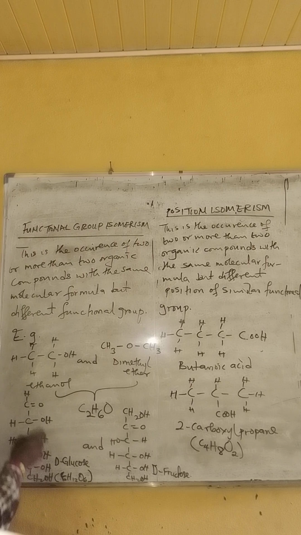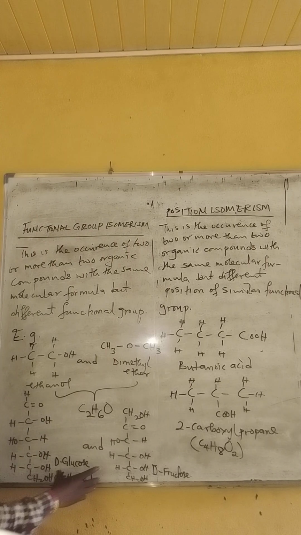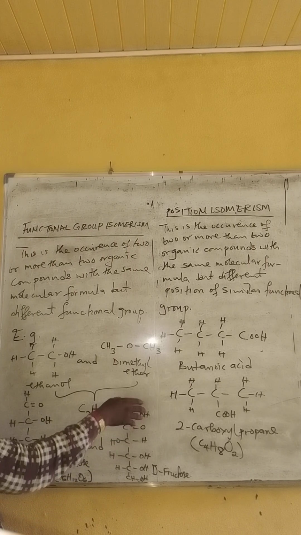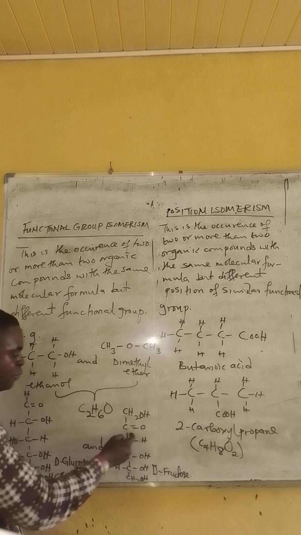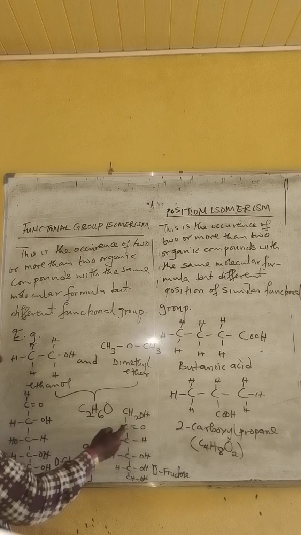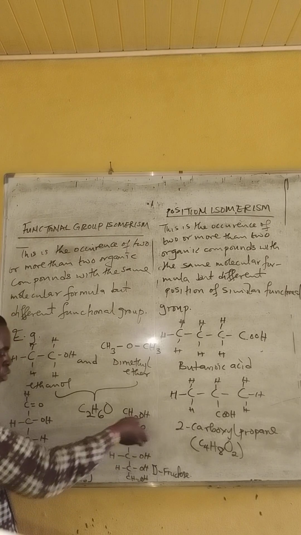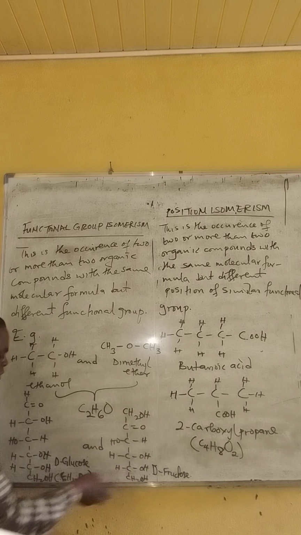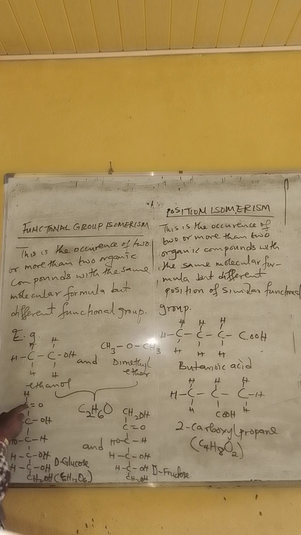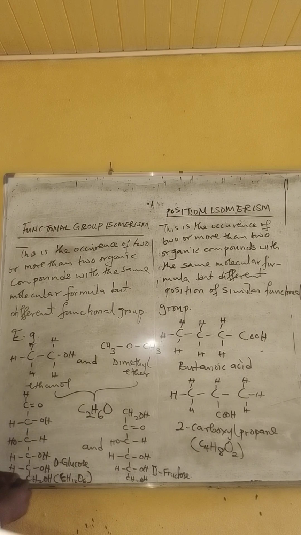They have the same molecular formula, which is C6H12O6, but they have different functional group. The functional group of this one is what? Alkanone, because it occurs in between two alkyl groups, while the functional group of this one is alkanal, the CHO group. So that is a typical example of functional group isomerism.